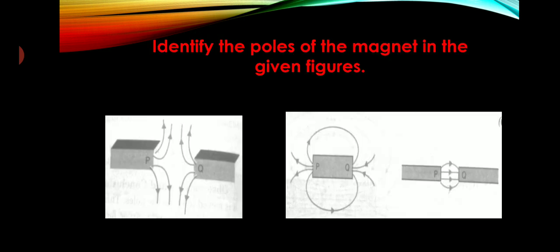And the last, this is one small activity. The answers to these questions will be discussed in the upcoming classes. Okay. So identify the poles of the magnet in the given figure. Here 3 figures are given. In this you have to identify the poles. For example, in the first figure, that is P and Q, the magnetic field lines are coming out from the poles, right? So this is the north pole, P and Q, and they repel each other. So P and Q are north poles. Similarly, for figures 2 and 3, find the poles. Okay, thank you.